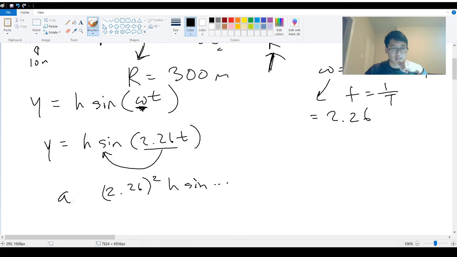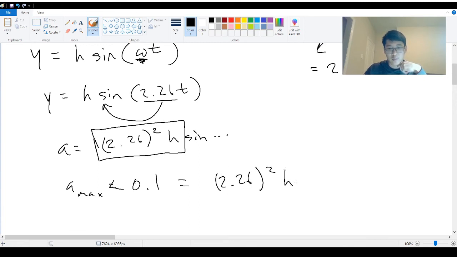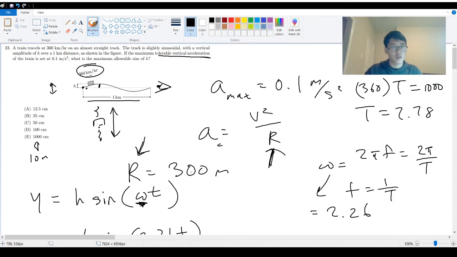But anyways, this is the acceleration, but all we care about is the magnitude of the acceleration, right? Because we're just looking at the maximum a. So we know that a max has to be less than 0.1. So let's look at what happens when this equals this a, which is going to be 2.26 squared times this height, right? And then we isolate for the height. So that gives 0.1 divided by 2.26 squared, about 0.195. So it's about 0.2.